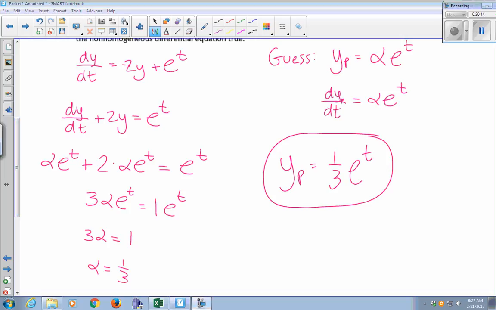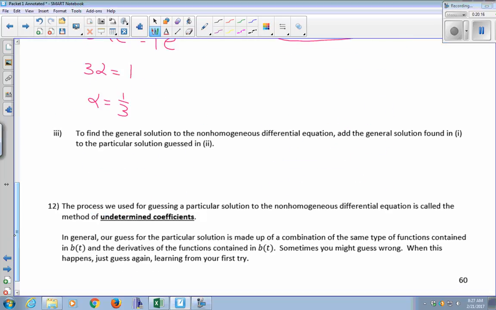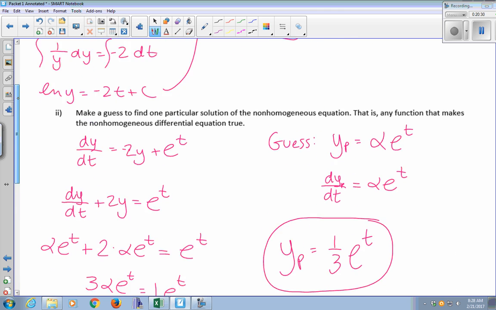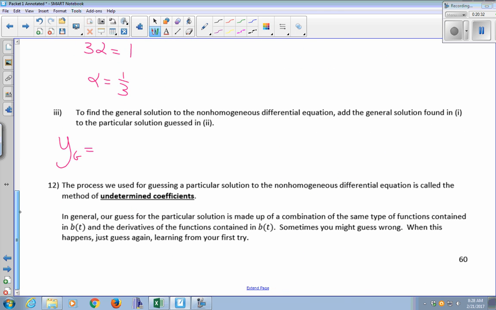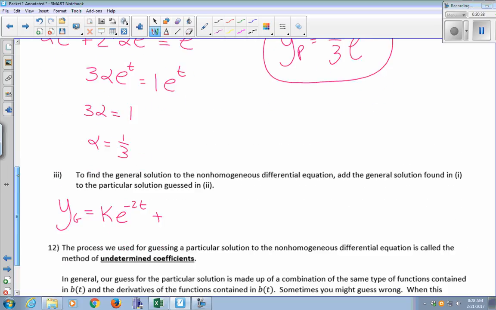All right. Step 3, the general solution is just the sum of steps 1 and 2. Your general solution to the homogeneous equation plus the y particular that we just guessed. So y general is k e to the negative 2t, plus my y particular, which is 1/3 e to the t.